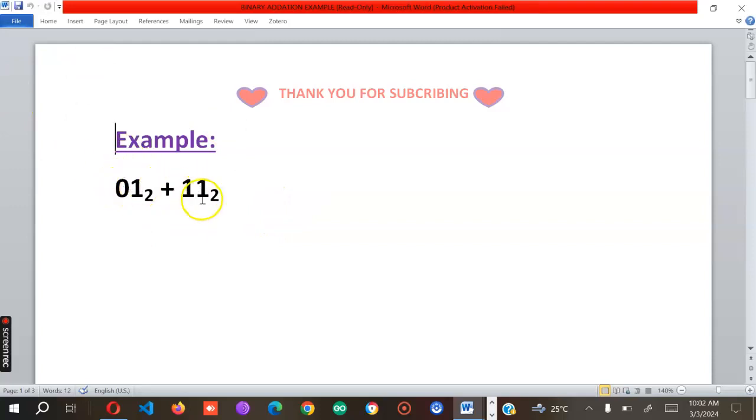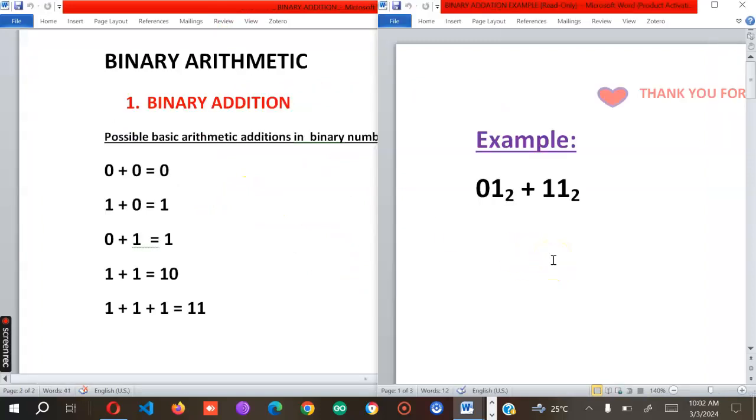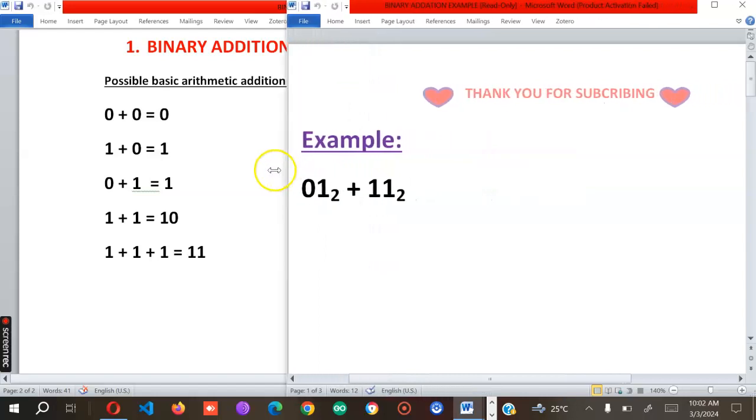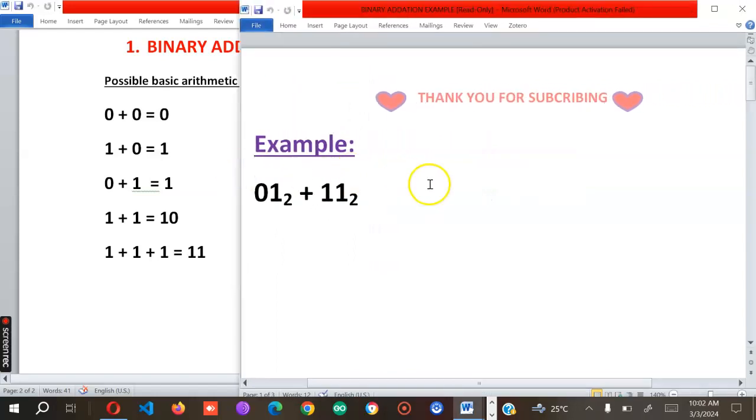So for 11 and 11, we'll try to compute it. Okay, let me create two screens so that you can have a look at it. So we have 11. Let me make this one a little bit bigger. For this one, we have 11101 plus 11.